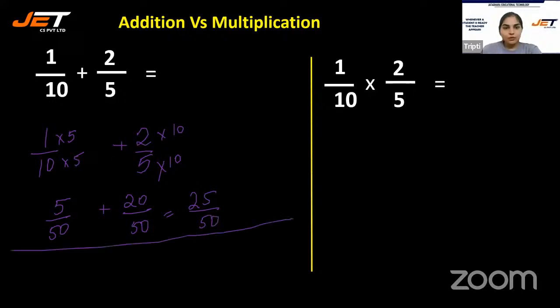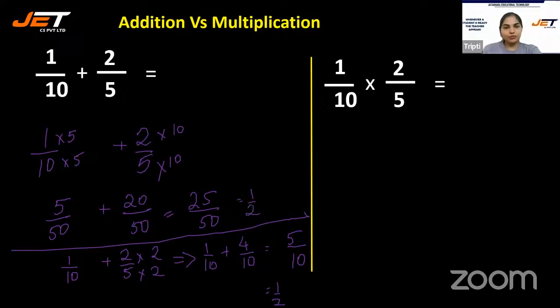I can also do it like 1 by 10 plus 2 by 5 and just multiplying this fraction by 2, because then I'll get the same denominator. 1 by 10 as it is, plus 2 times 2 is 4, 5 times 2 is 10. It's 5 by 10. That is also right. Because when I'm going to simplify it, I'm going to get half. That is 1 by 2.